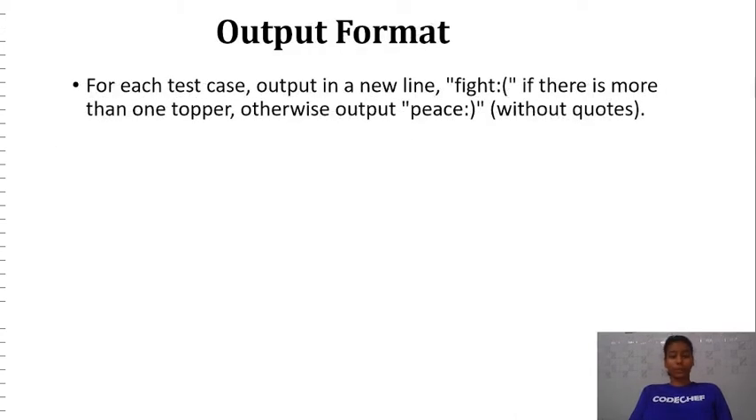Now this is the output format. It's very simple: if there is more than one topper, we have to print fight, and otherwise we have to print peace.